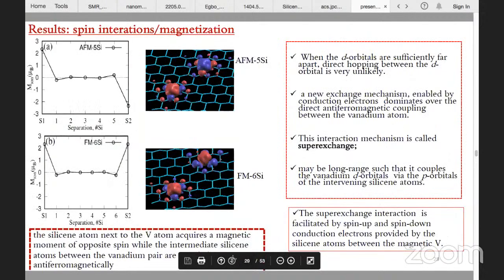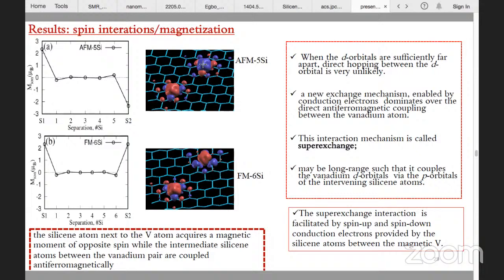And again, we try to look at, remember I said earlier when I showed the density of states plot, that those intervening atoms acquire some magnetization. So we are just using the three-dimensional magnetization density plot to demonstrate that here. The most important thing here is that the big blue and big red balls are the vanadium atoms that are separated by some silicon atoms.